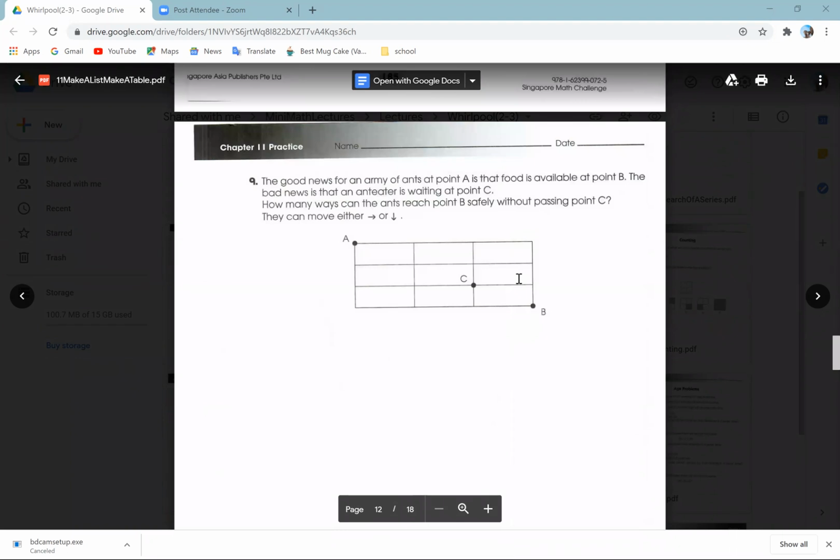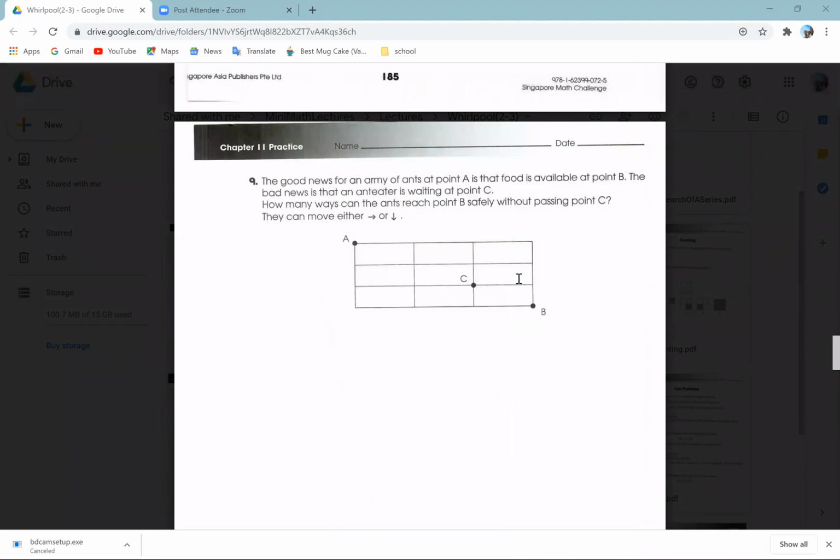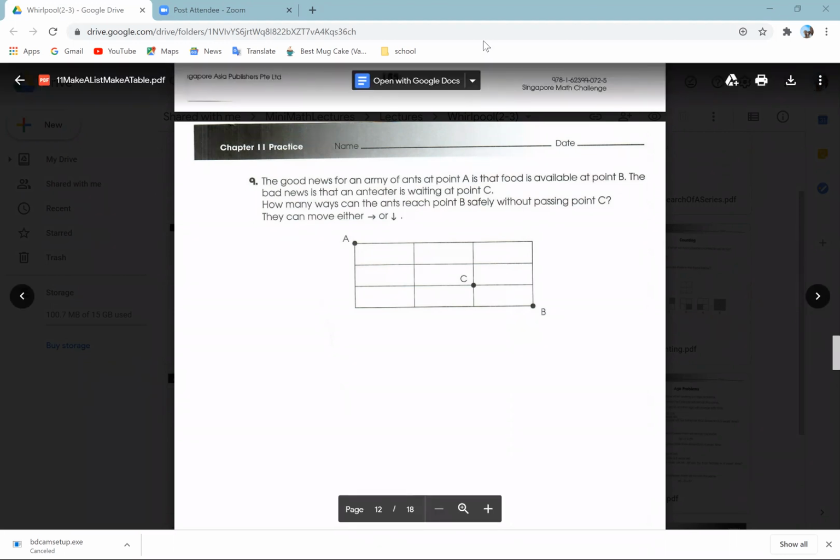Oh, it's kind of the same as the spider. So, the good news for an army of ants at point A is that the food is available at point B. The bad news is that an anteater is waiting at point C. How many ways can the ants safely reach without passing point C? So we can only move side and down. So we cannot go up.